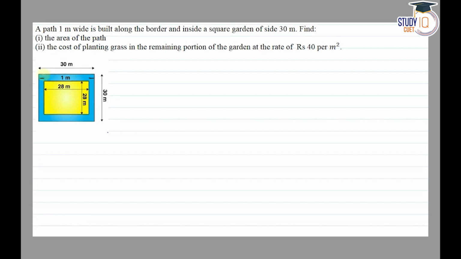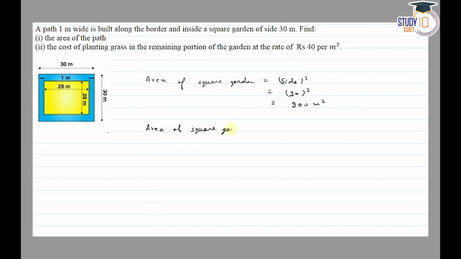Area of the big rectangle minus area of the small rectangle is equal to the area of the path. So area of the square garden is equal to side square is equal to 30 square is equal to 900 meter square.